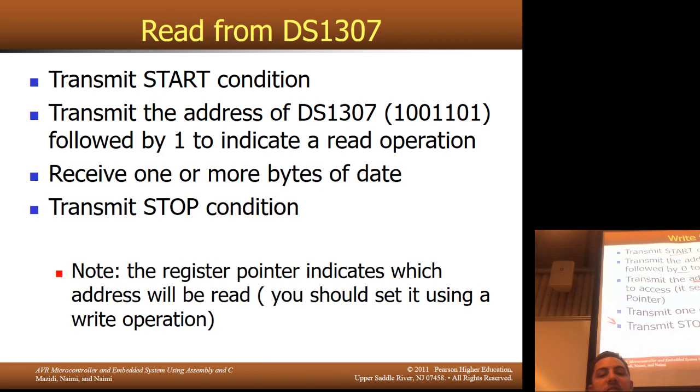If you want to do just a read, you transmit a start condition, transmit the address with a 1, and you receive as many bytes as you want. Now, that assumes that the register pointer is already where you want it to be. If you wanted to read from a particular location, you would first have to do a start condition, an address with a write, overwrite the register pointer, repeated start, transmit the address again, and then read as many bytes as you wanted.